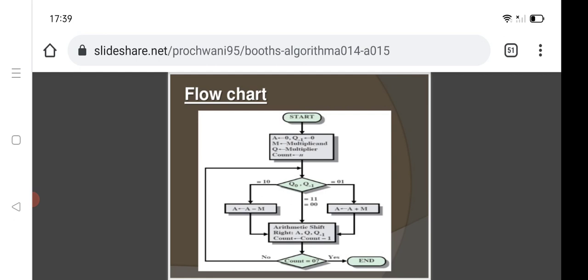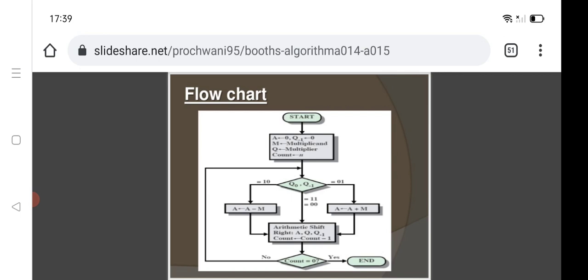Then I need to check whether count is equal to 0 or not. If count is not equal to 0, again I need to jump back to check my Q naught and Q minus 1 bits. Okay, if count is equal to 0, then we are going to end that particular multiplication.